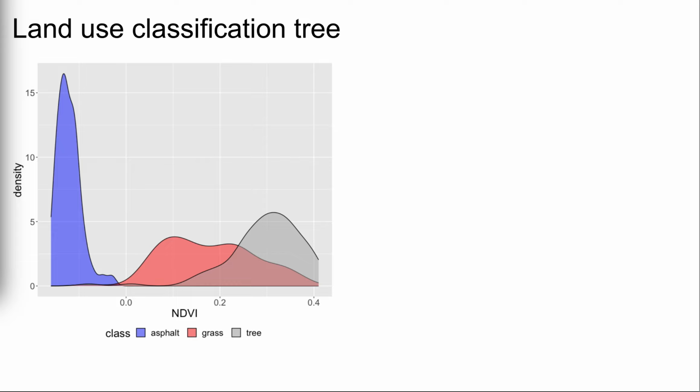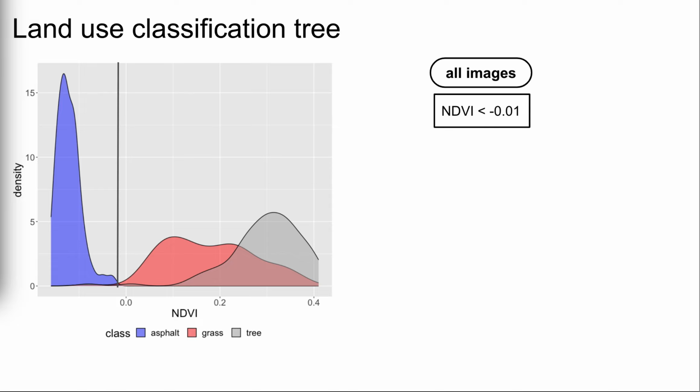To consider how this works, consider building a classification tree of land use using only the vegetation index, NDVI. Our root node starts with all 277 images in our sample. The next step is to make a binary split, or split these images into two groups that are as distinct as possible. To this end, notice that at a vegetation index of roughly -0.01, the asphalt images are almost perfectly distinguished from the grass and trees. Thus, we have our first split in the tree.